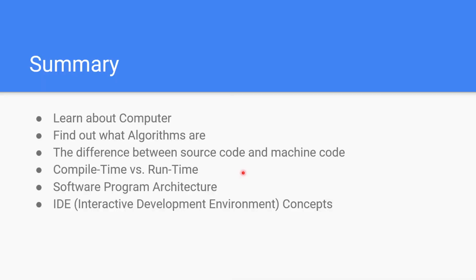So here we learned a little bit about the computer and the hardware, and we talked about algorithms. We talked about the difference between source code and machine code. So remember, our source code is what the programmers use, and our machine code is what the computer actually uses. We talked about compile time and design time versus runtime. And we talked about software architectures. So our different application architectures, such as standalone, such as client server, such as web. And we looked at integrated development environments or interactive development environments.